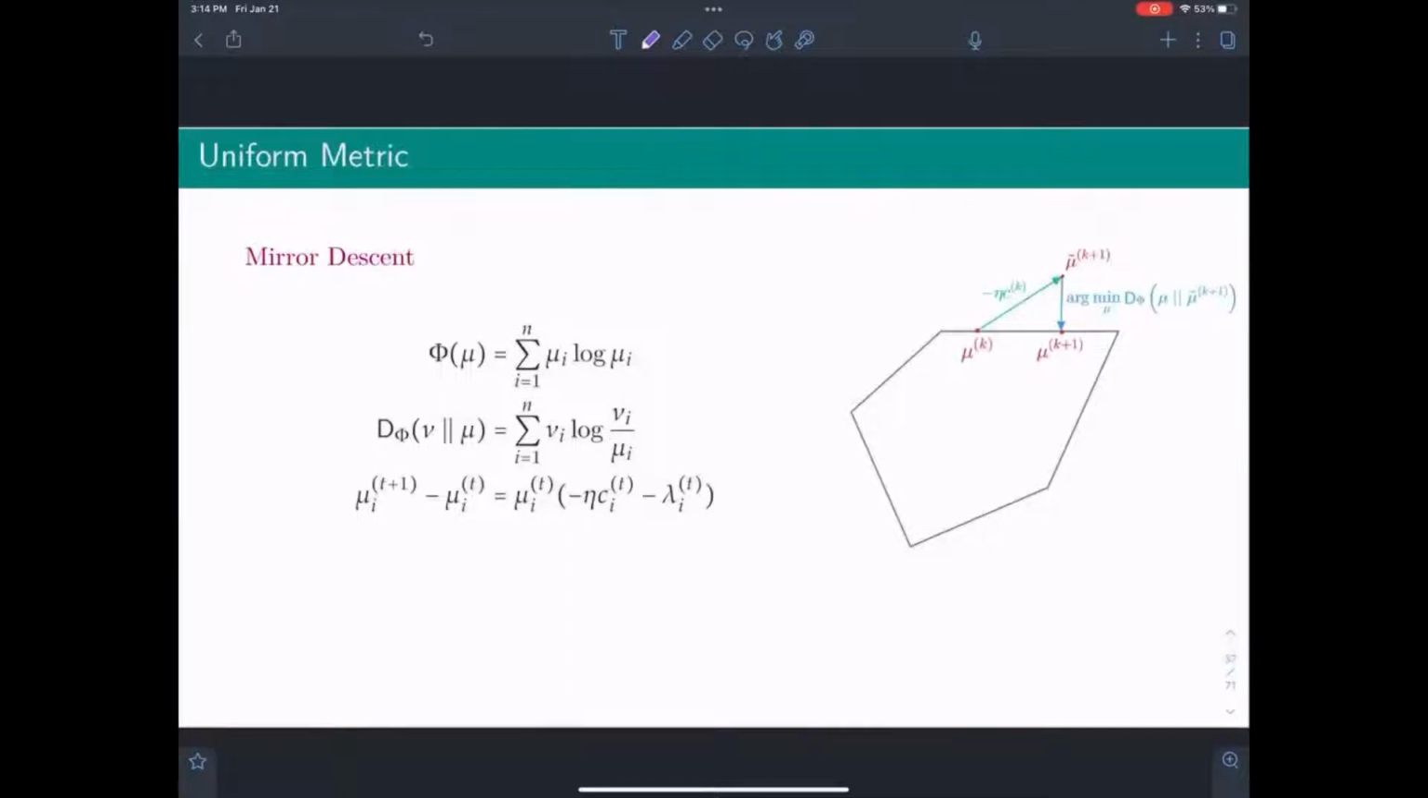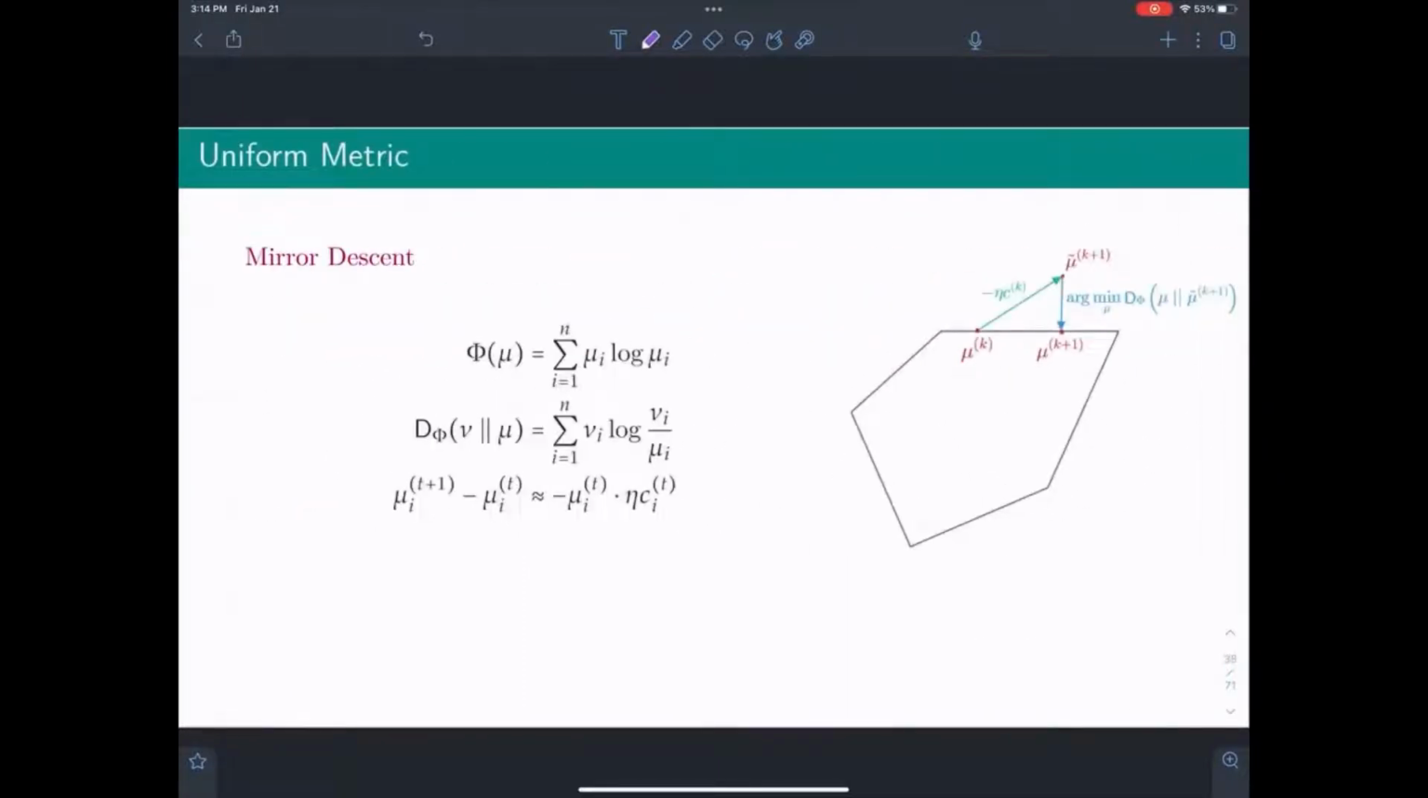And the update rule would look like this. And if we ignore the term lambda, you can see that the amount of mass that is moving at point mu I is approximately mu I times Ci, which is exactly the amount of service cost that we are paying at point I. So we are moving the same amount of mass as what we are paying as a cost. And that is very, very convenient.